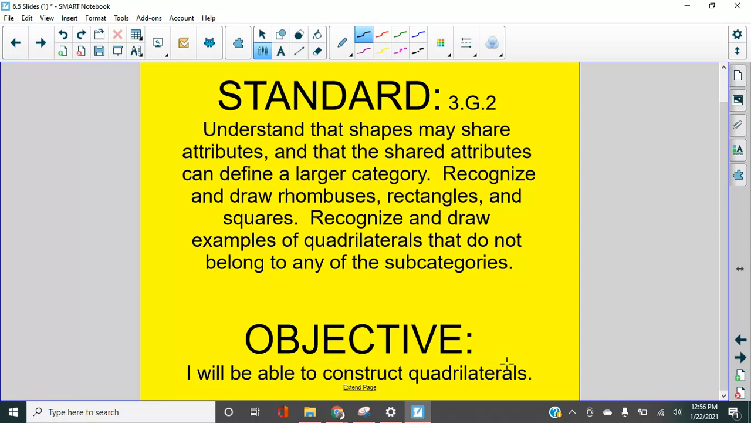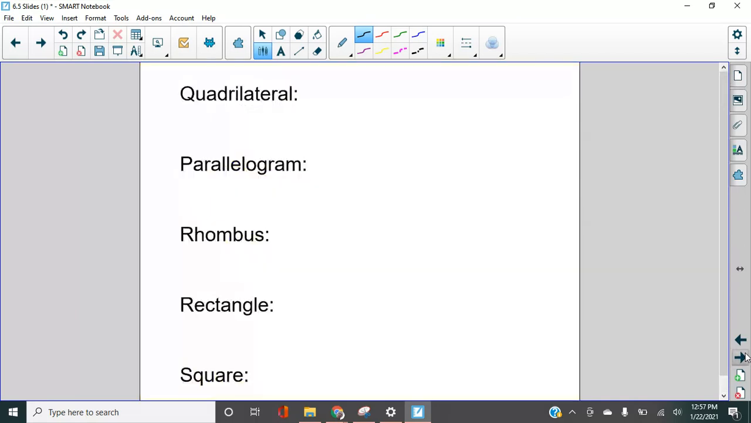In particular, we're going to be looking at rhombuses, rectangles, and squares. Is that the plural for rhombus? Rhombuses? Is it rhombi? I don't think so, but it could be. Sorry if that's not right. All right, so let's look.